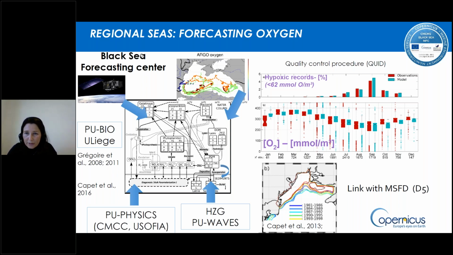The model and the data are shown here with a typical seasonal cycle, and also as concerns the generation of hypoxic events. All this quality assessment is available online on the Copernicus website, and now we try to link with indicators of the Marine Strategy Framework Directive, because among these indicators, you have indicators that are related to the oxygen content of the water. This is something for which they need to have very accurate information.